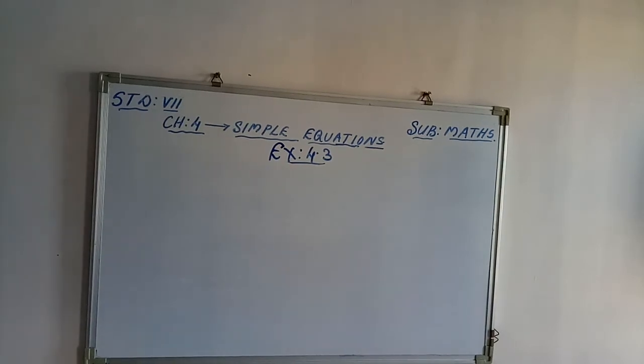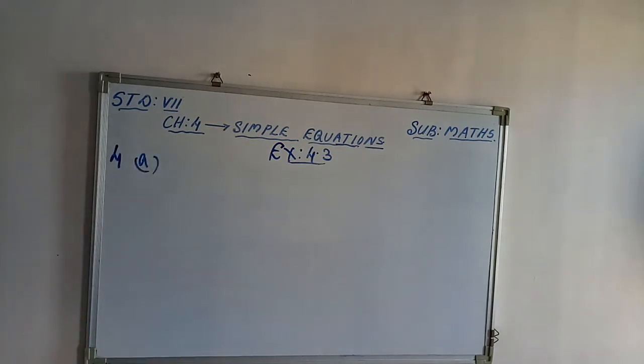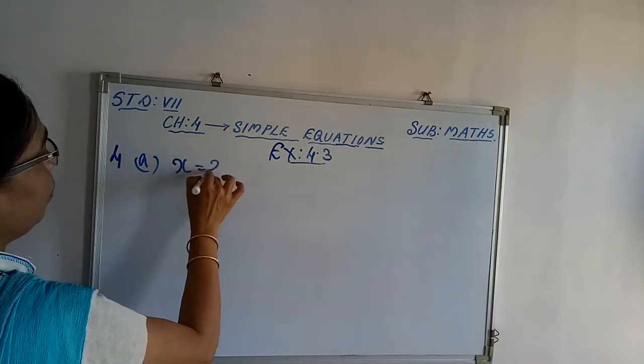Now question 4. There are two questions, and one question I will show you here. First one: construct three equations starting with x is equal to 2. You have to construct three equations with the value of x given as 2. So for 4 A, that I will show you. What is given here? x is equal to 2.